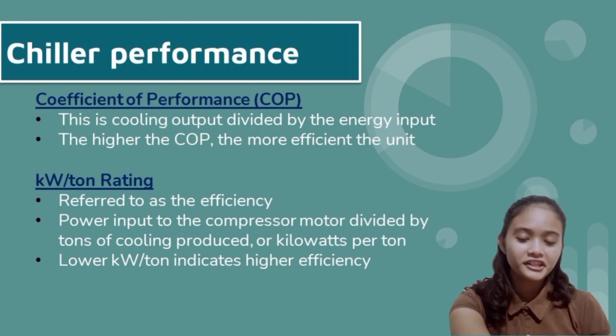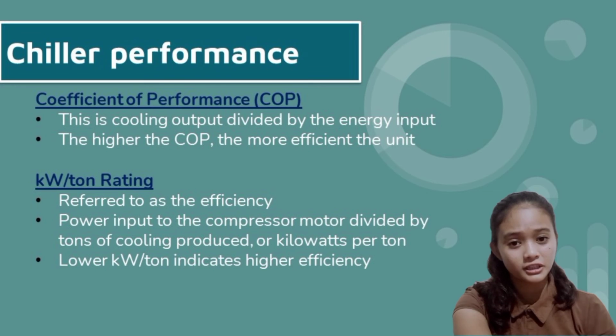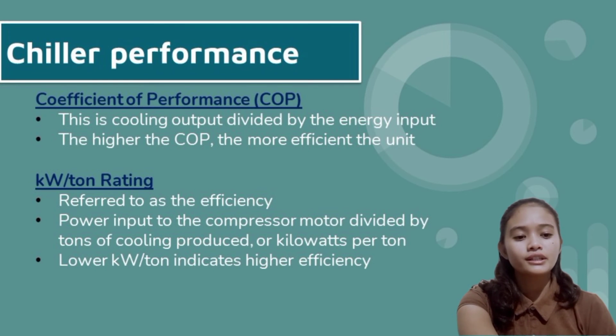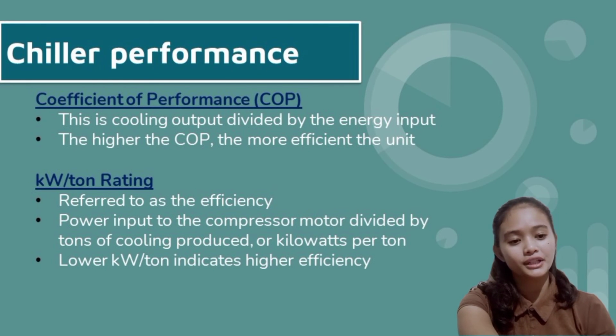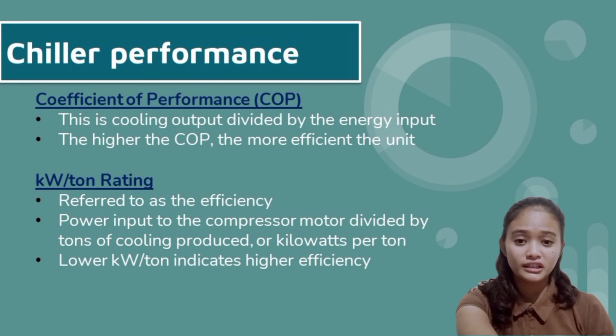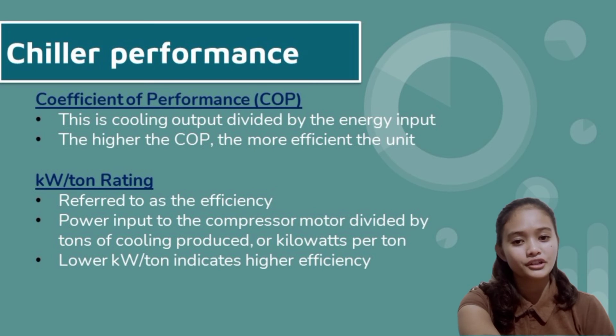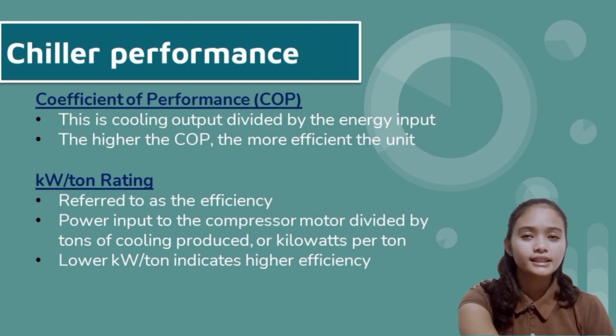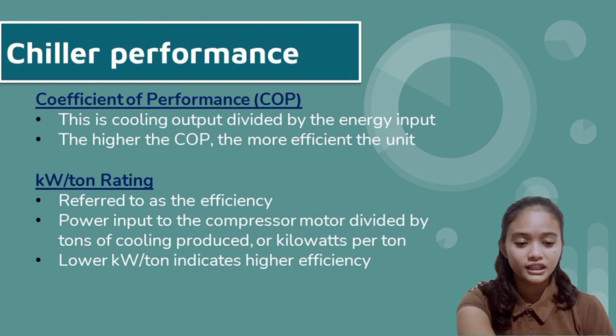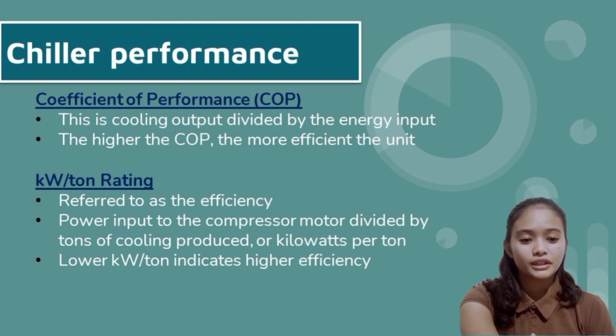So again, there is a need to choose which chiller performs best. The performance rating of a chiller is determined in the following terms. There are two. The first is the coefficient of performance, or the COP. The COP is the cooling output divided by the energy input, and the higher the COP, the more efficient the unit. The next is the kW per ton rating, or the kilowatt per ton rating. This is commonly referred to as efficiency.